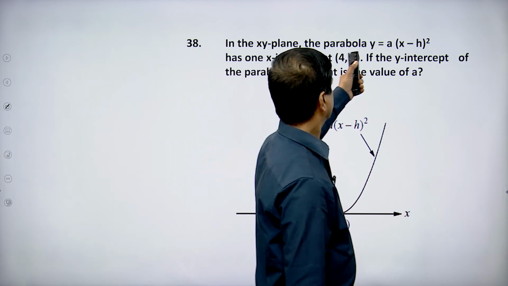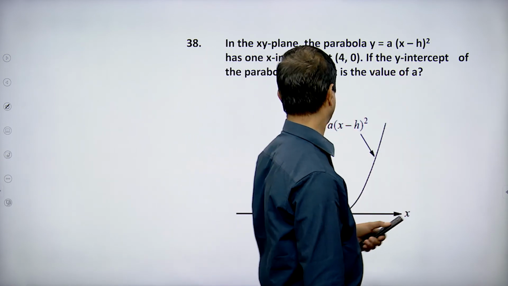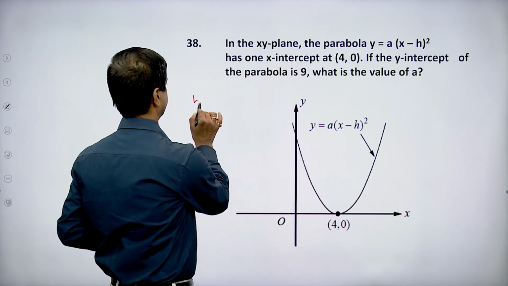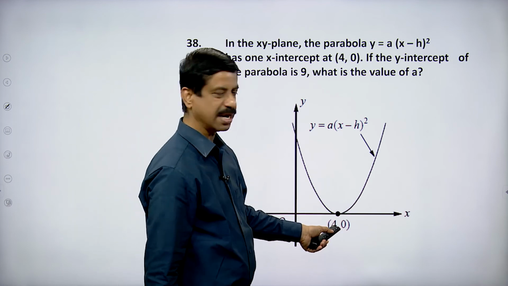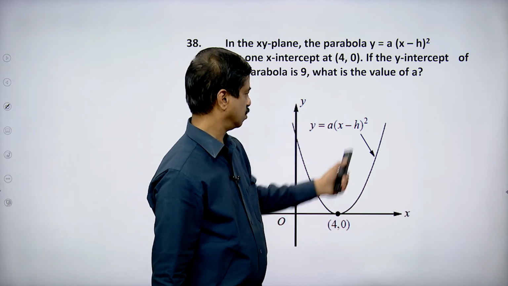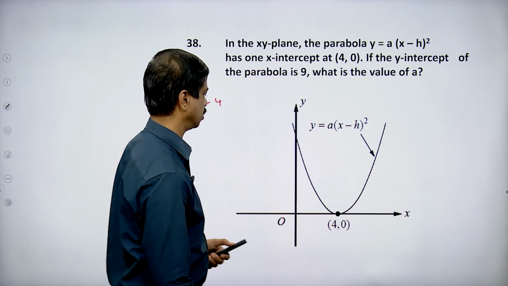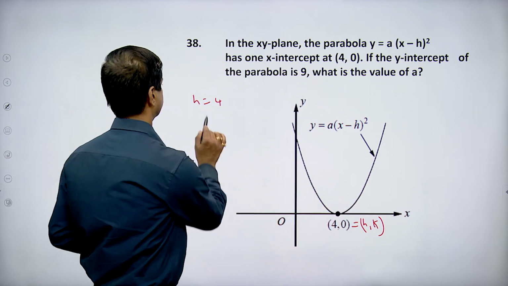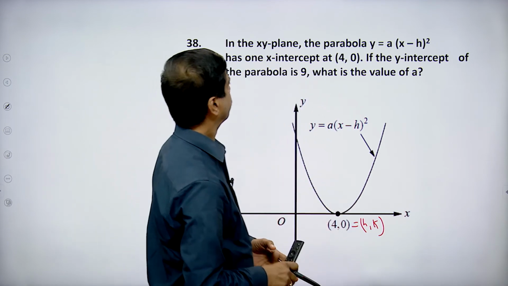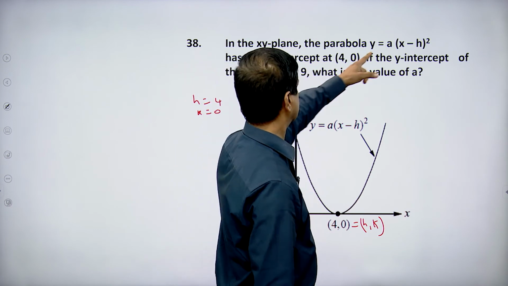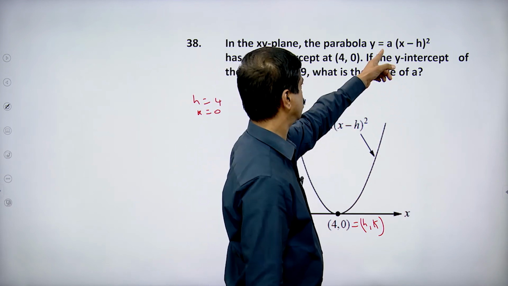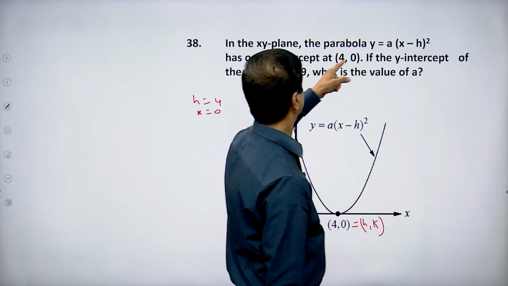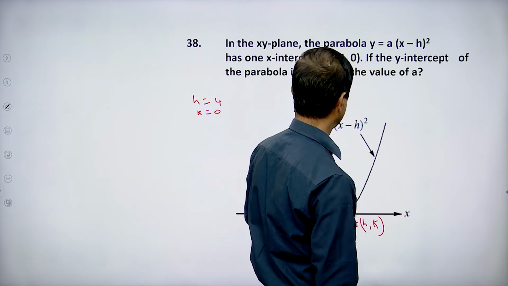In the xy plane, the parabola y equal to a into x minus h whole square. What is h? H is 4. Look at the diagram. H is 4. X minus h is 0. Y minus k is 0. So k is also 0. This is h comma k. H is 4, k is 0. Now, as this is moving upwards, a should be positive. Already he has mentioned it, and the graph also shows it.